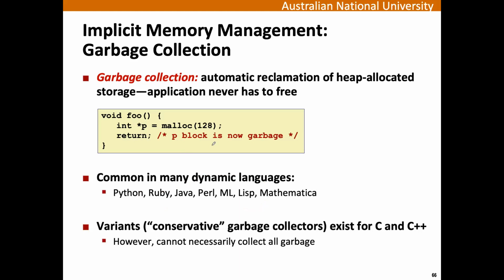So we call the garbage collectors for C and C++ conservative. They have to be very conservative. They have to be very careful. Anytime they see an integer that looks like a pointer, they just assume this must be a pointer. So let me not free the block. Okay. We're jumping a bit ahead of ourselves.